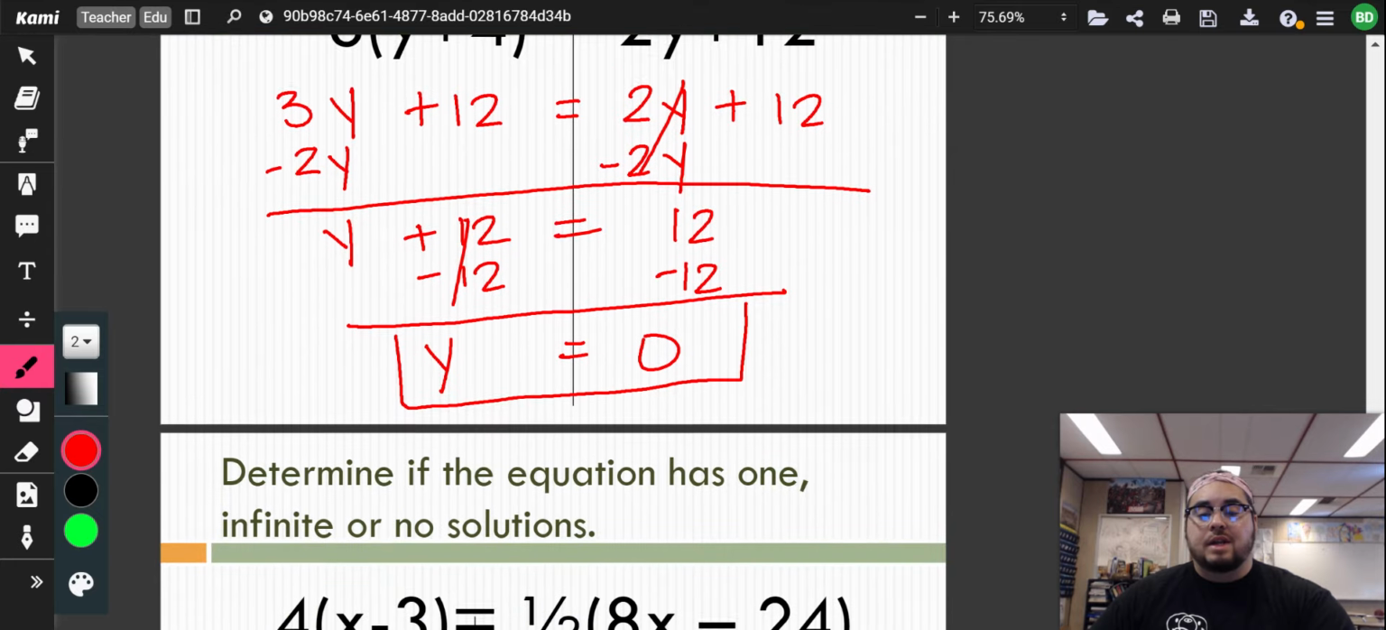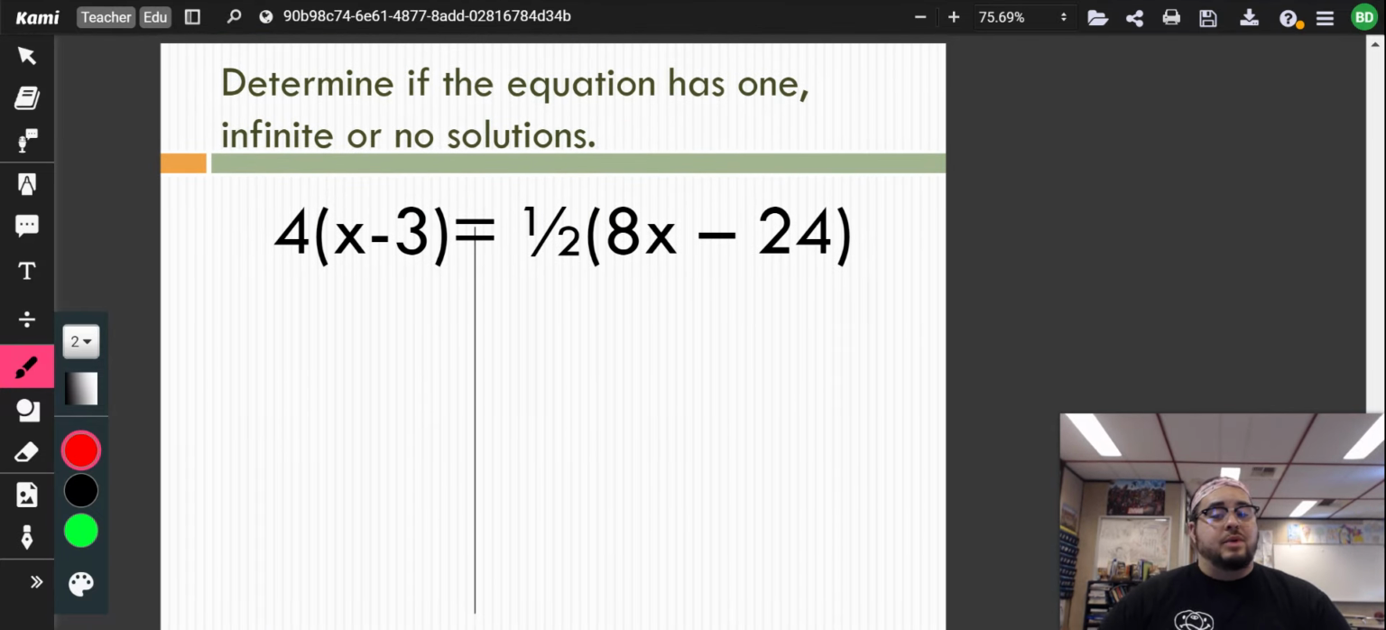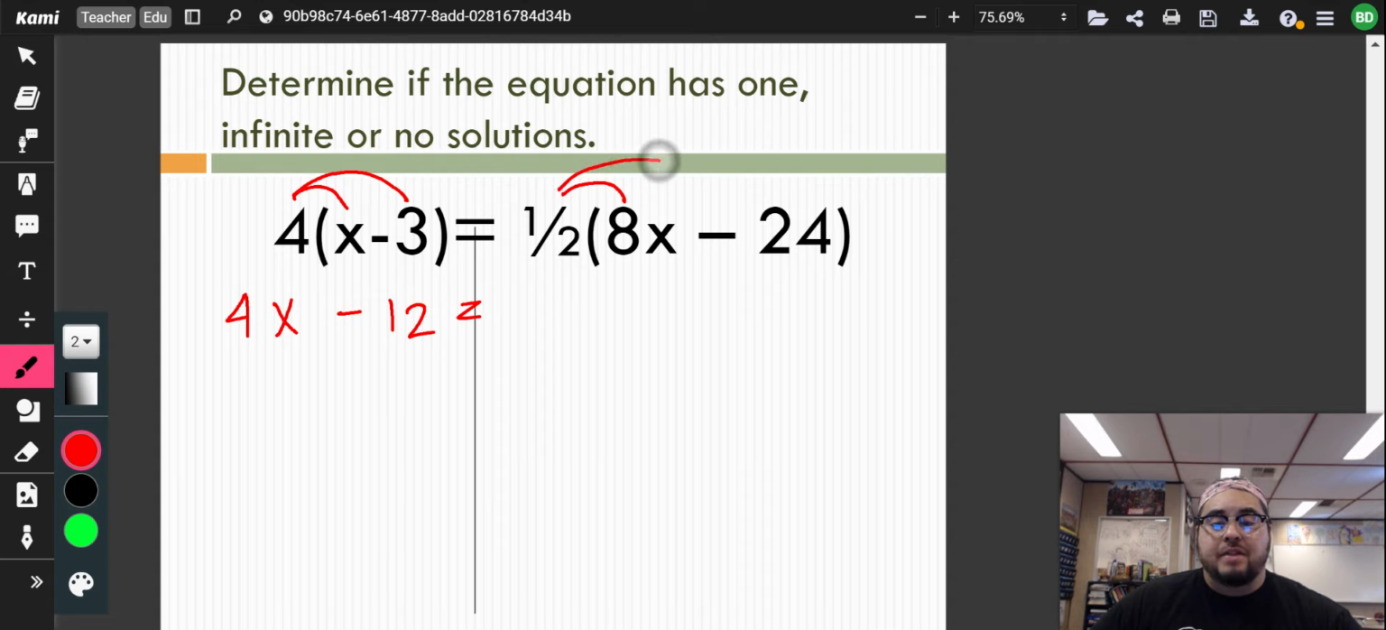Okay, last one. Here we have a fraction, which again, some students get intimidated by, but don't. Just think about what the fraction actually means. So on the left side, we are going to distribute. We have 4 times x, which is 4x, and 4 times negative 3, which is negative 12. When I distribute this 1/2 through, it just means take half of whatever you're multiplying it by. So 1/2 times 8x, half of 8 is 4, and the x is going to tag along. Half of negative 24 is negative 12.